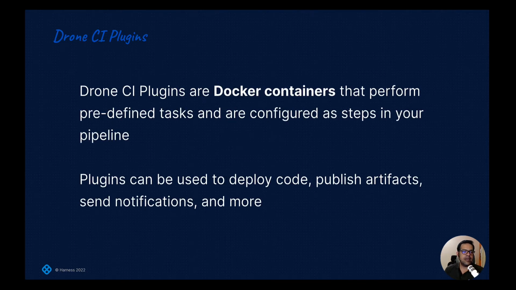A Drone CI plugin is a Docker container that performs predefined tasks and is configured as a step in your pipeline, which means that you have parameters so that each different team that wants to reuse it can pass a different set of parameters to run the build. Plugins can also be used to deploy code, publish artifacts, send notifications, and more. You can do whatever you want as part of your pipeline.